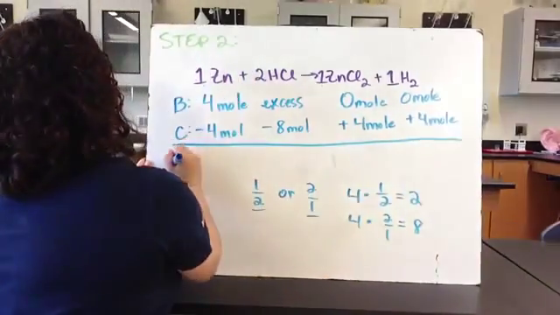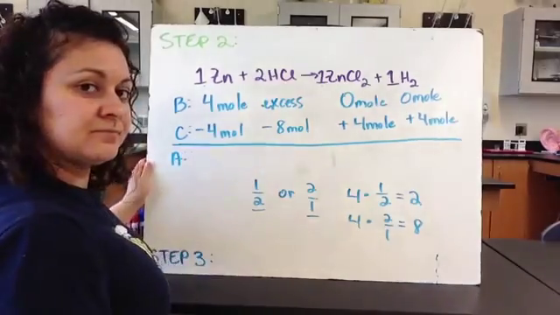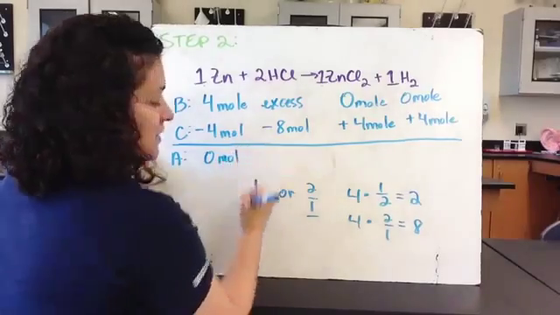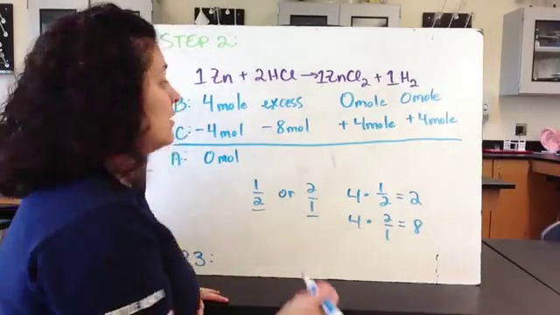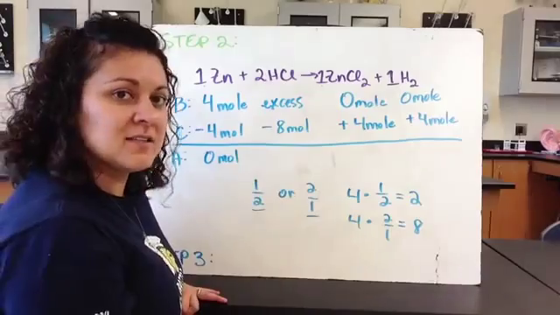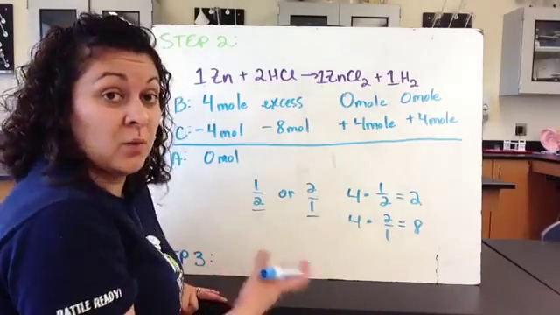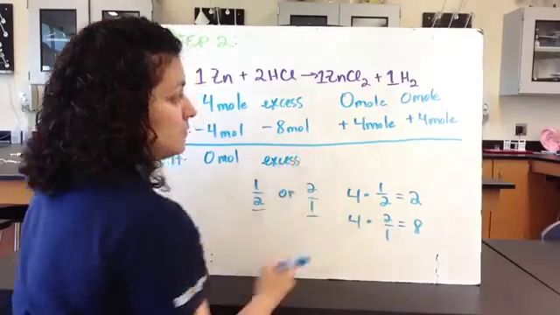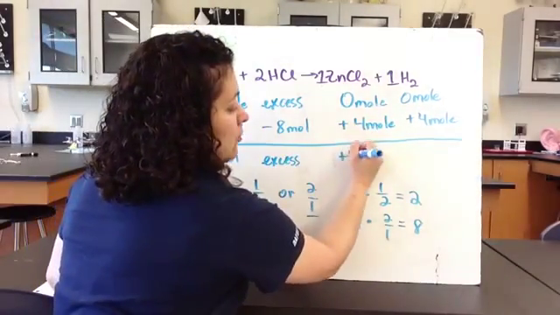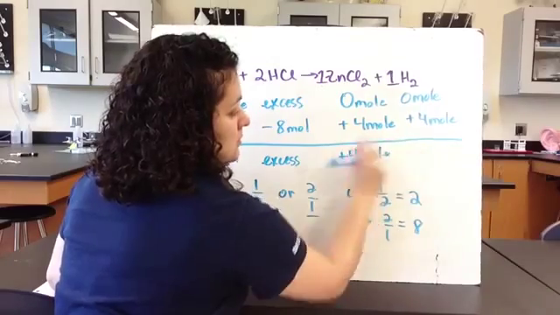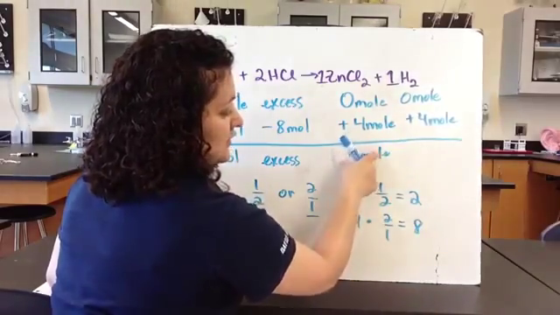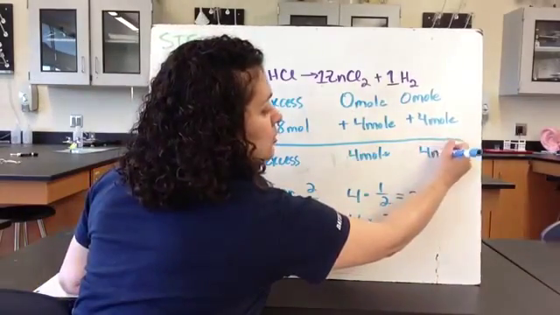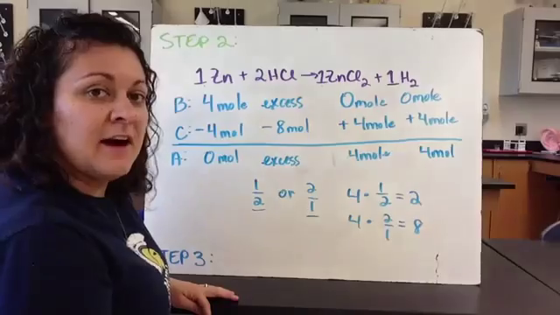Okay, so now we need to figure out what we have after. After, here, we have 0 moles, which is what we expected, of zinc. We used all of our zinc. And here, we still have excess because we already knew that we weren't going to use it all, hydrochloric acid. So you can just write excess. Over here, we have 4 moles. You don't have to put the plus sign. You have 4 moles of zinc chloride, and you have 4 moles of hydrogen gas.